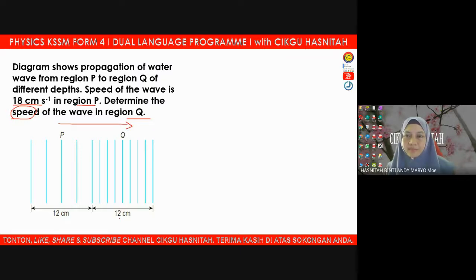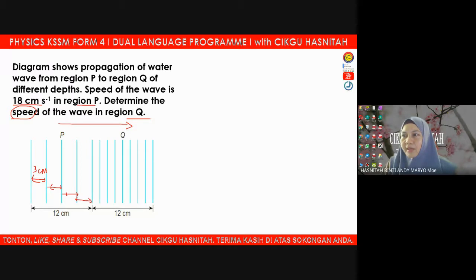So what information can you get from here, 12 centimeter and 12 centimeter? From this line given, what can you find? Yes, it can give you lambda, the wavelength in region P and region Q. So what is the wavelength in region P? What is the wavelength in region Q? You can see how many lambda there are. For P we have 4 lambda. This is the first lambda, 1, and then 2, this is 3, and 4. So 12 divided by 4 means lambda is 3 cm, right?